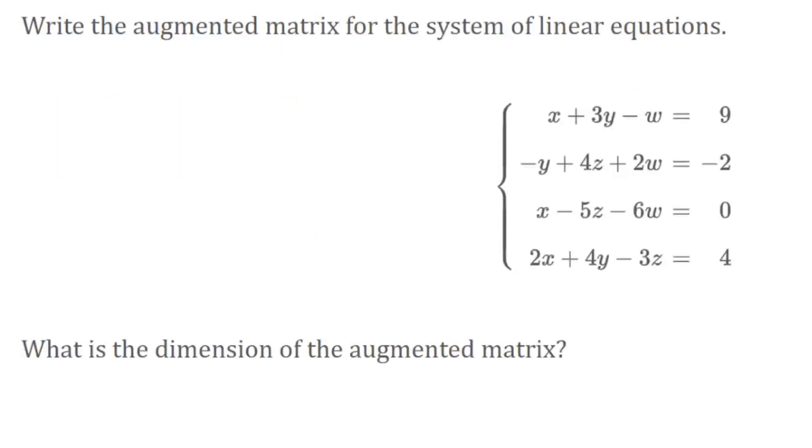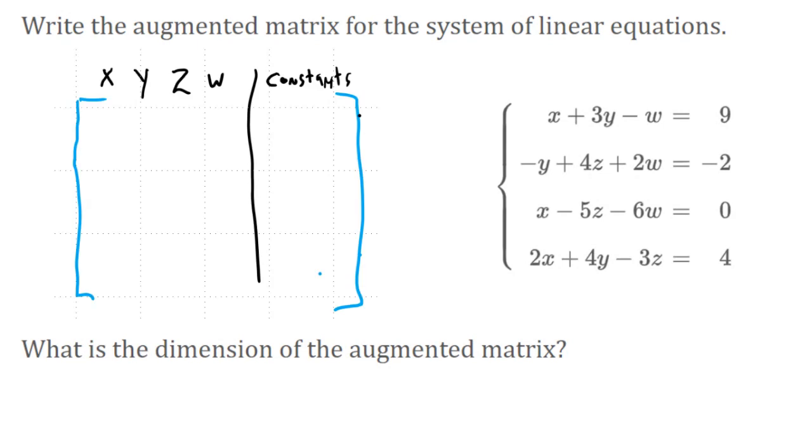So let's do this example. Write the augmented matrix for this system of linear equations. We have 1, 2, 3, 4 rows. So we're going to have 4 rows on our augmented matrix, and we're going to have 1, 2, 3 columns for the variables. We're going to have our line or our dots for our equal, and we're going to have our solution points. So let's go ahead and do this.